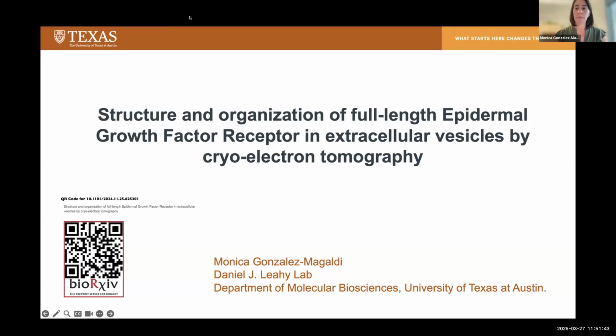Okay, so today I'm going to talk about work that we just uploaded to bioRxiv, and it's about the structure and organization of a full-length epidermal growth factor receptor in extracellular vesicles by cryo-electron tomography.